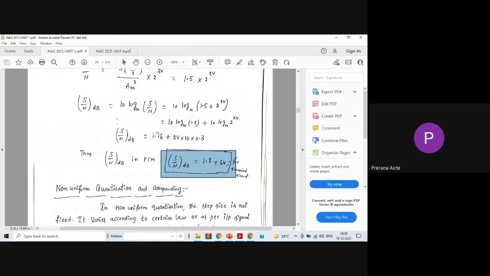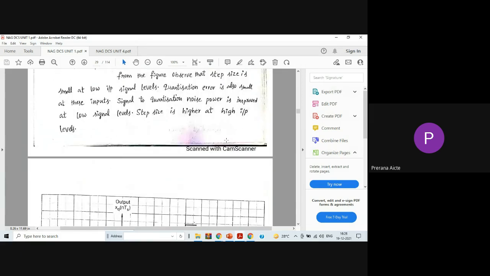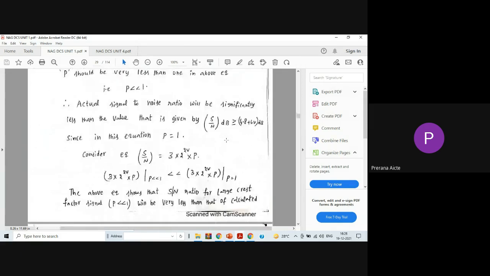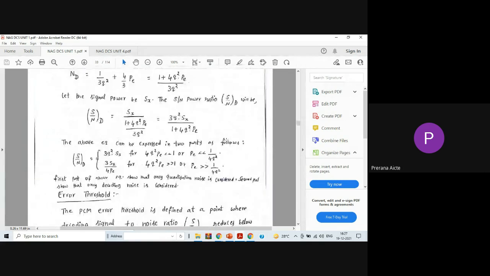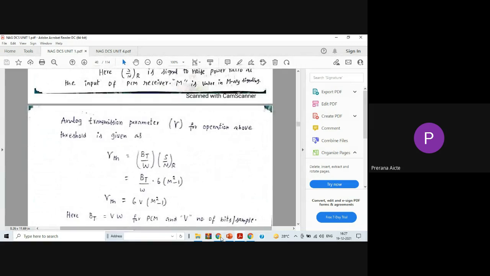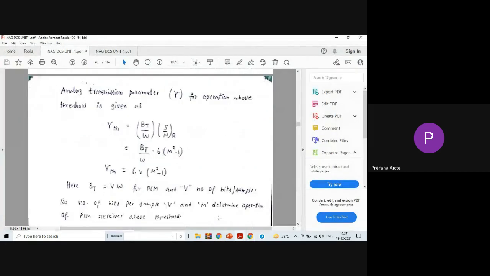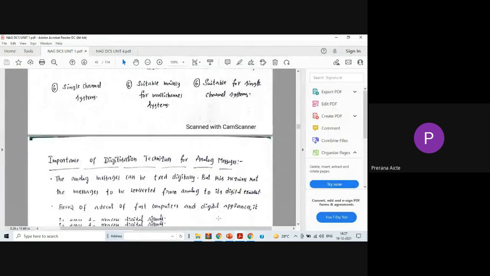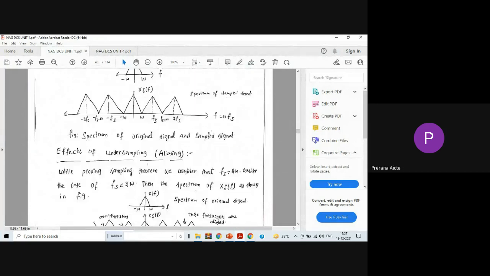We'll see the signal to noise ratio of PCM wave. Let us see some problems which will be helpful. We'll see the problems related to pulse code modulation.